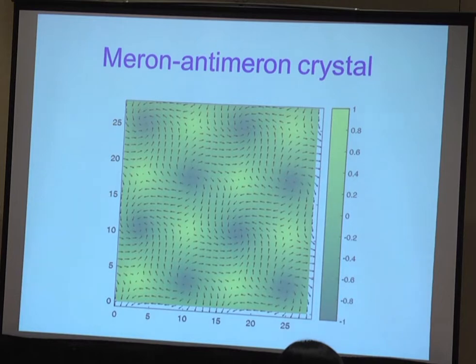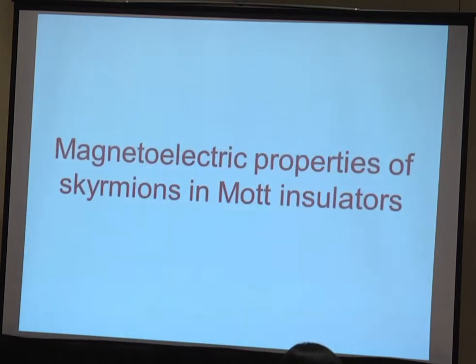They cost energy, but if you see what they do, they actually form a vortex and anti-vortex crystal with a square lattice. And in fact, that's also what people found in nuclear physics. So when they modeled hadron matter with crystals of Skyrmions, they found out very soon that the lowest energy state is a crystal of half Skyrmions rather than Skyrmions. So let me now move to magnetoelectric properties of these magnetic defects.